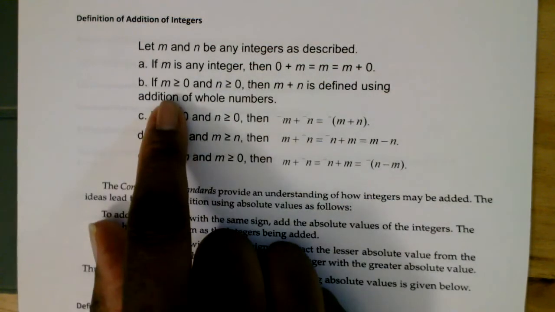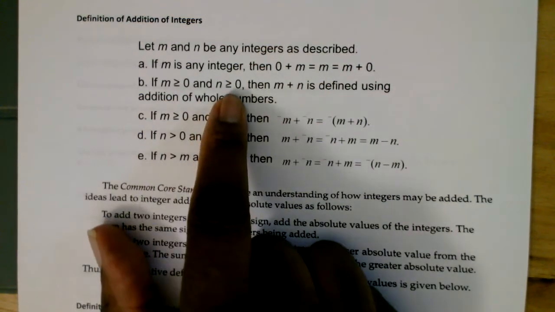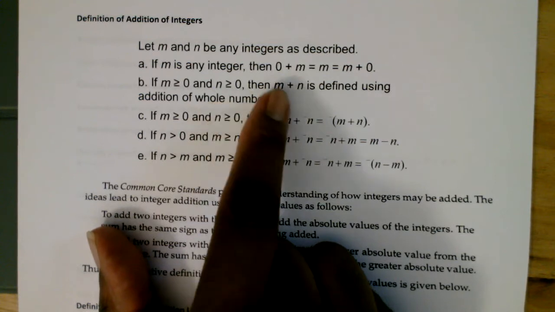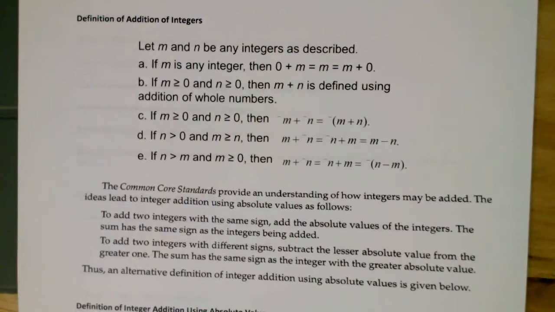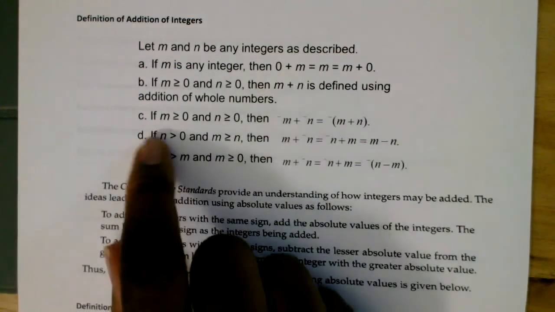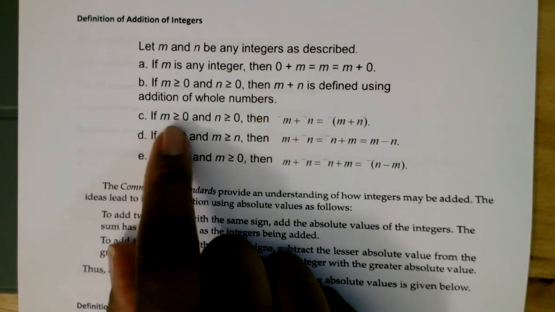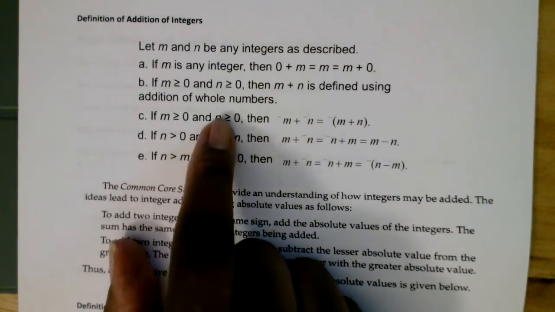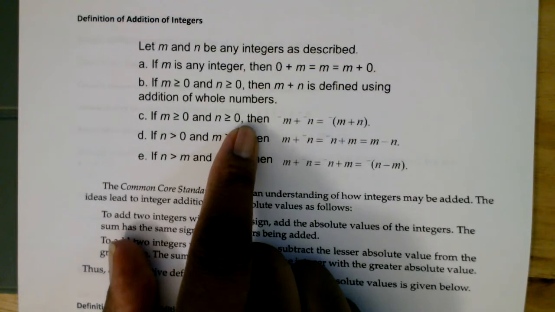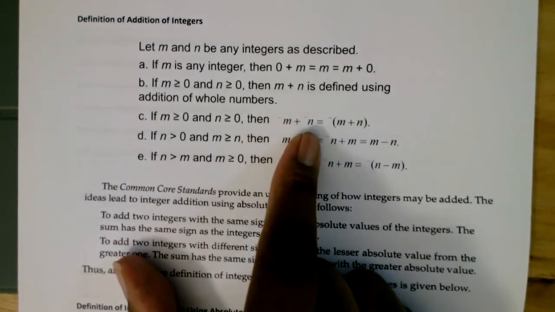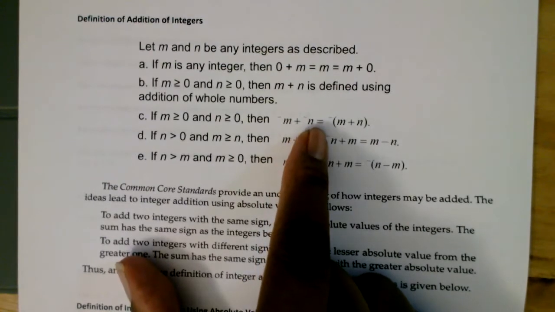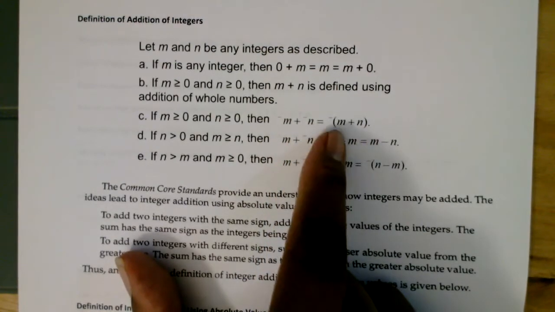Now, if m is greater than or equal to 0 and n is greater than or equal to 0, then the sum of those two, m plus n, is just defined using the addition of whole numbers as you normally would. Part C, if m is greater than or equal to 0 and n is greater than or equal to 0, then -m plus -n is just going to be the negative of the sum of those two numbers.